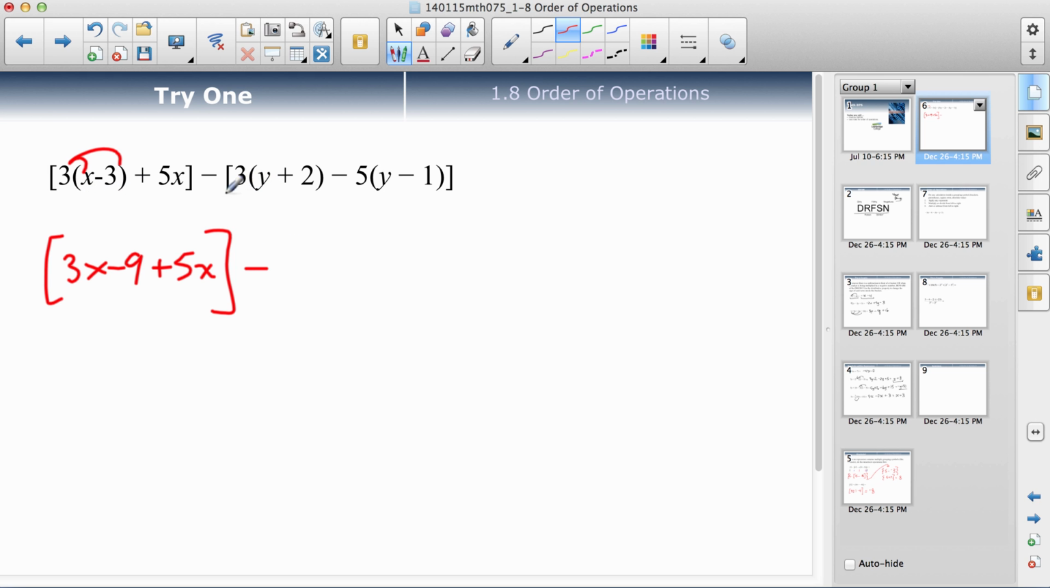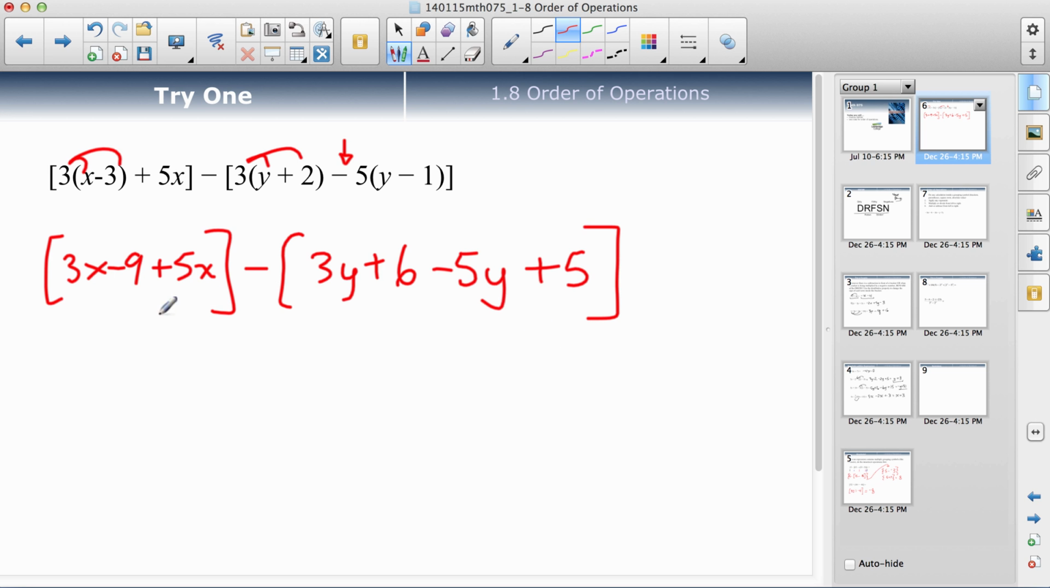Minus, there's another big bracket. So I'm going to use distributive property on these two. So it'll be 3y plus 6. Uh-oh, dirty, rotten, filthy, stinking right there. Minus 5 times y is minus 5y. Minus 5 times a minus 1 is a positive 5.